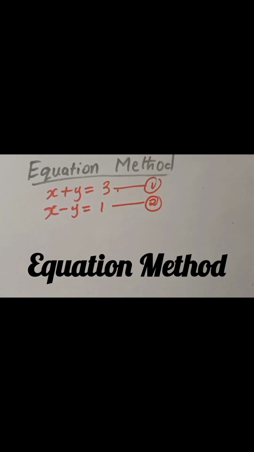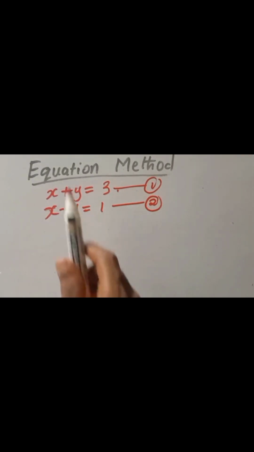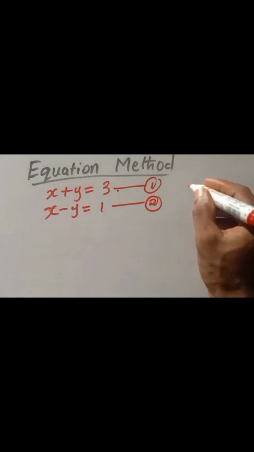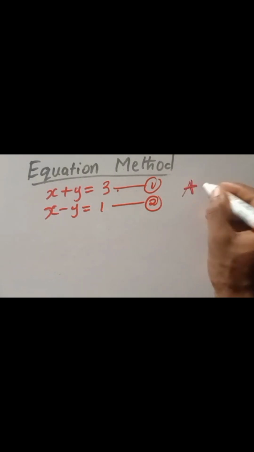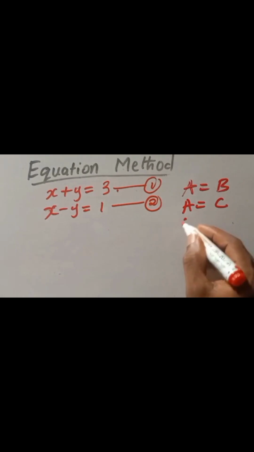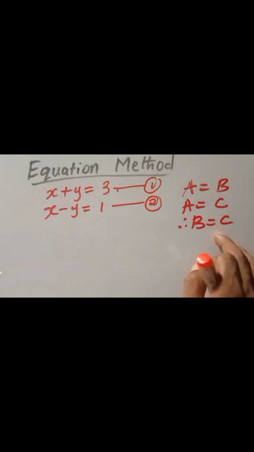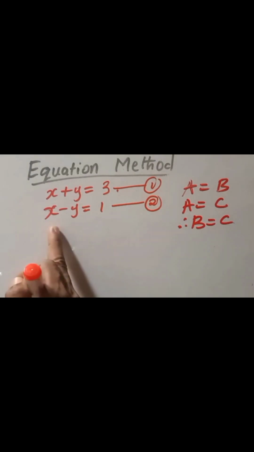Okay, so today we'll be learning how to solve simultaneous linear equations using the equation method. You agree with me that if A is equal to B and A is equal to C, it implies that B is equal to C. If you agree with me on that, that same idea can be applied in solving this problem.